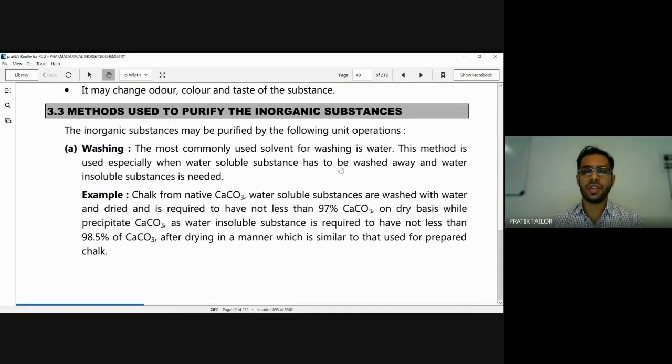Some common procedures we use are, first, washing. As in the example of calcium carbonate, sodium chloride is soluble in water, whereas calcium carbonate is not soluble in water. So you wash the calcium carbonate powder with water to remove sodium chloride from it. Sodium chloride is the impurity here that you remove by washing. So this can be one of the methods.